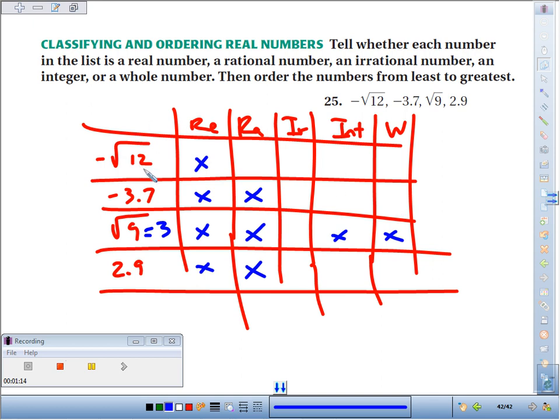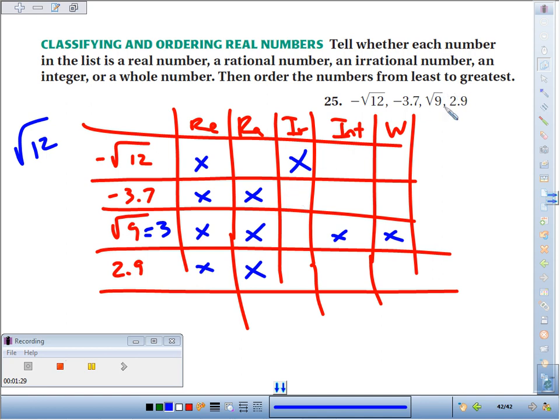Negative square root of 12. The square root of 12 is not a perfect square. It's not one of those numbers that has an integer as a square root. And those are going to be examples of numbers that are irrational. It's going to be some crazy decimal that goes on forever, so therefore it's not an integer, it's not a whole number.